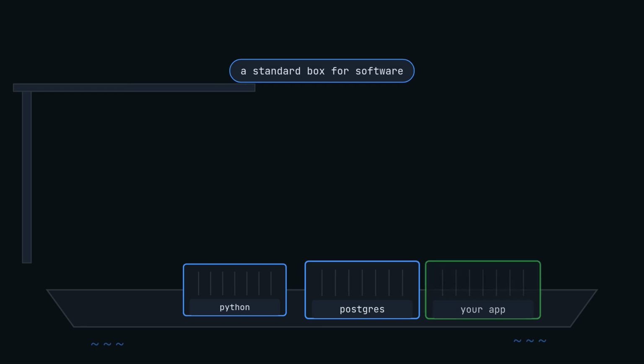You don't care what's inside. Furniture, bananas, servers, the crane, the ship, the truck all handle it the same way. An image is that box for software. Postgres, Python, your own app, same box format, same commands.